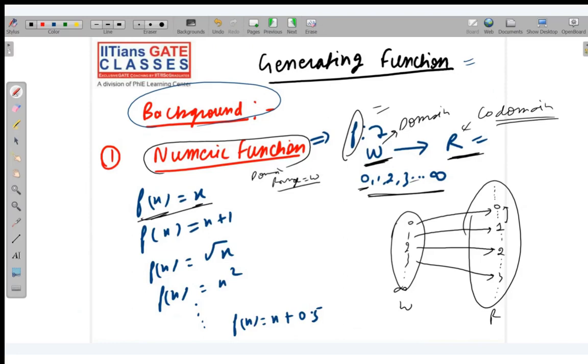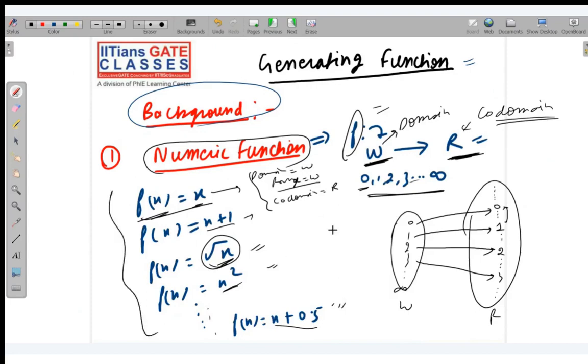Domain is W, and codomain is real number. For this, f(x) = x. Similarly, you can consider f(x) = x + 1, one and the same thing. f(x) = root x, this is also a function whose domain is whole number and codomain is real number. So I think you have got it. x square also is good. Then x + 0.5 is also good, and so on. So we can take many functions like this. All these examples are numeric functions.